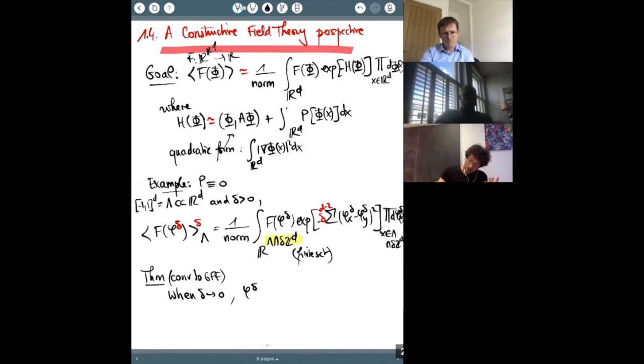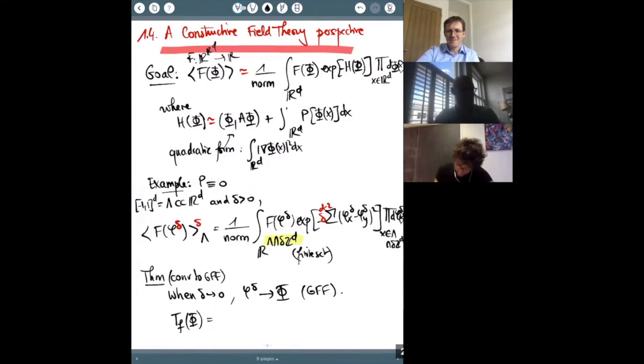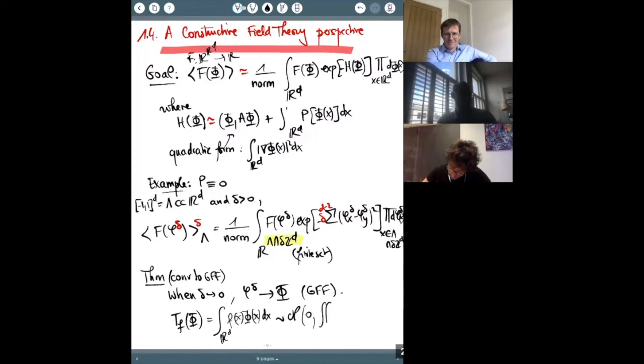When delta tends to zero, this phi delta converges to a continuum, to a distribution, a random distribution phi, which is called the GFF. And this phi exactly has a property that when I integrate a smooth function against it, what happened? That's my iPad telling me that I'm writing, that everybody is lost. Okay, sorry about that. So the integral over R^d of f(x) phi(x) dx is behaving like a normal random variable, and the variance is exactly the integral of f(x) f(y) g(x,y) dx dy. Okay, so this is the classical convergence result to the Gaussian free field.